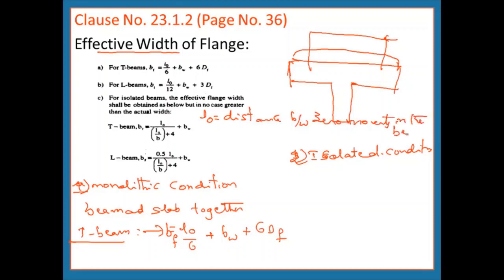Now if you take a simply supported beam, then directly L0 equals LE, that means the effective span. That is valid for the simply supported beam. Suppose you take the continuous beam, you have to take it as 0.7 LE.